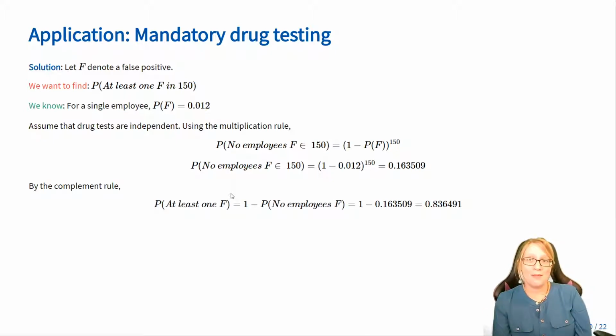That means then by the complement rule, there's at least one false positive 84% of the time. So to get the probability that there's at least one false positive, that's the complement of no false positives. So we'll take 1 minus 0.164 to get 0.836, or 84%.